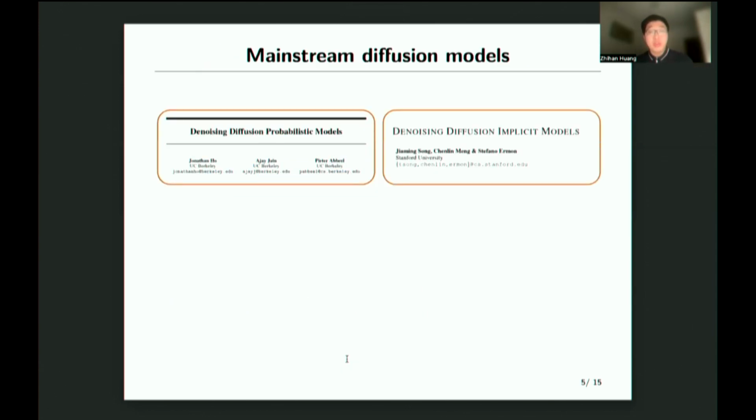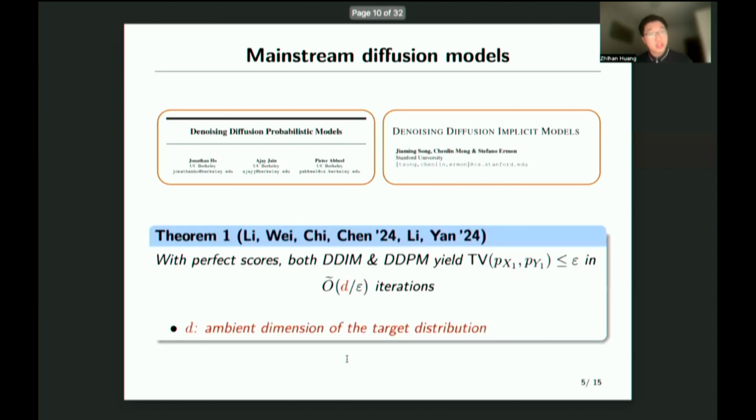There are two mainstream diffusion models used in practice. The first one is a stochastic sampler, which is called the denoising diffusion probabilistic model. And the second one is a deterministic sampler called the denoising diffusion implicit model. We'll refer to these samplers as DDPM and DDIM in the following talk.